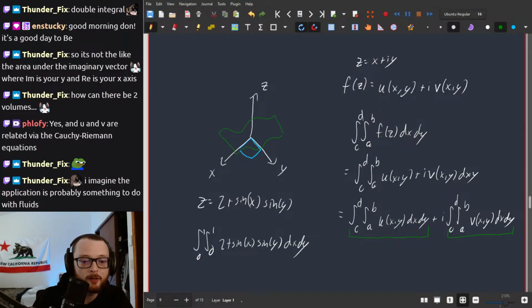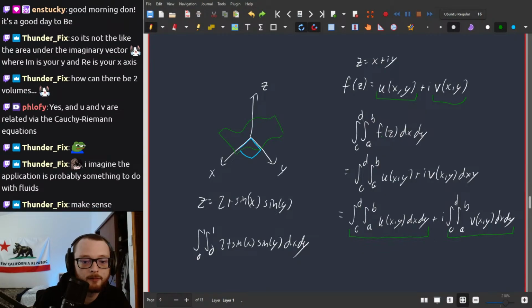And so this is going to be some new complex number, and that's why I'm saying you get two separate volumes. Because f has a real part and an imaginary part, but we split it up in a way such that it's just two real integrals. They're still separated because of this i in front. Complex variables definitely have a lot of applications with fluid dynamics, so that could be a good source for it.